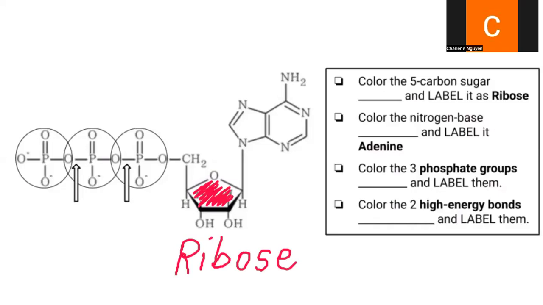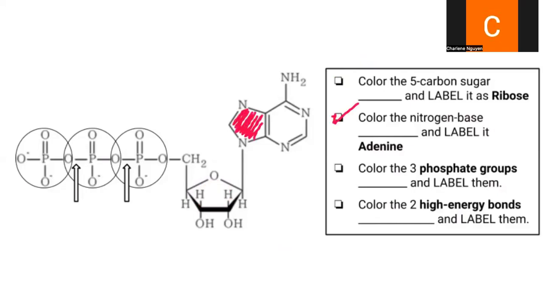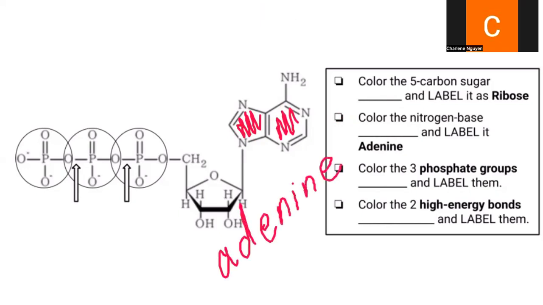Once you have that, next we are going to color our nitrogen base. Choose whatever color you want, and you're going to color this nitrogen base. This is what we call adenine, which is a specific nitrogenous base. So adenine refers to that specific nitrogen base.